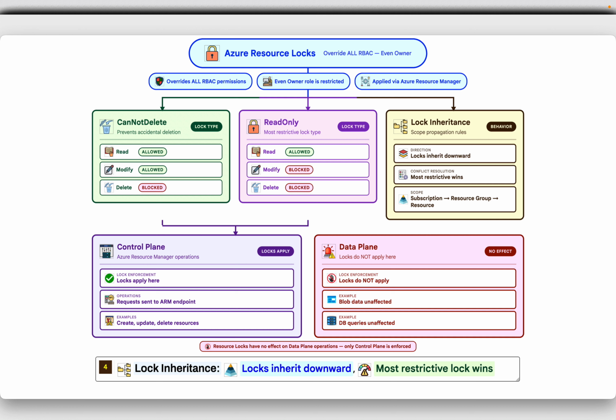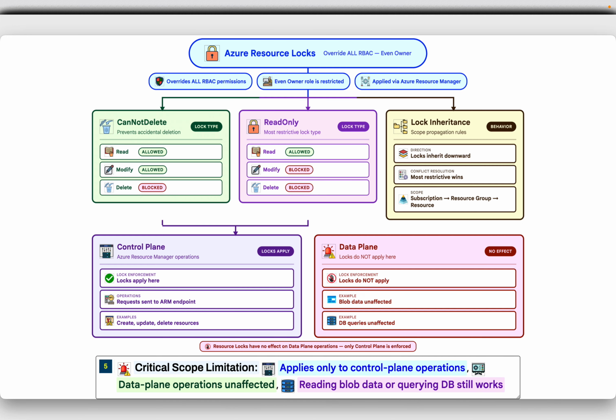Locks inherit downward through the scope hierarchy. When multiple locks exist, the most restrictive lock wins. Locks apply only to control plane operations that go through Azure Resource Manager. Data plane operations are completely unaffected, so reading blob data or querying a database still works even with a lock in place.